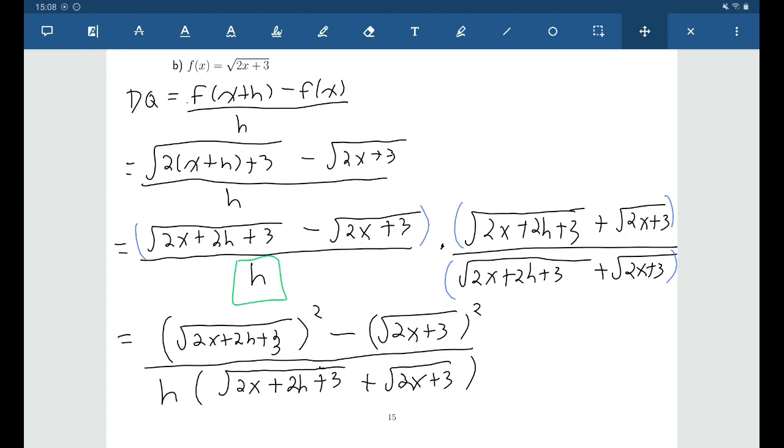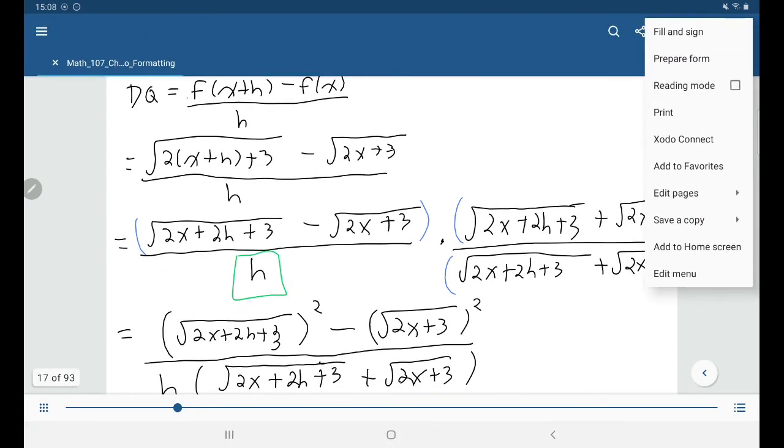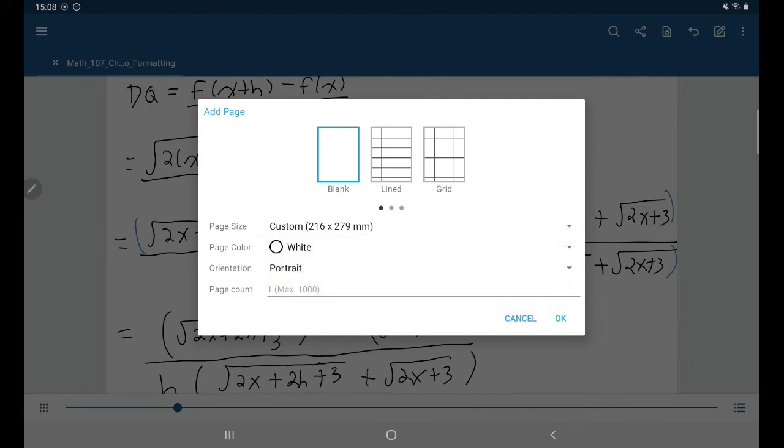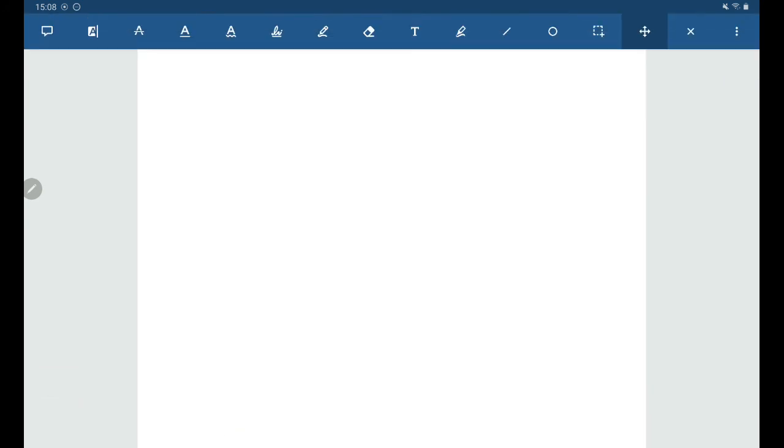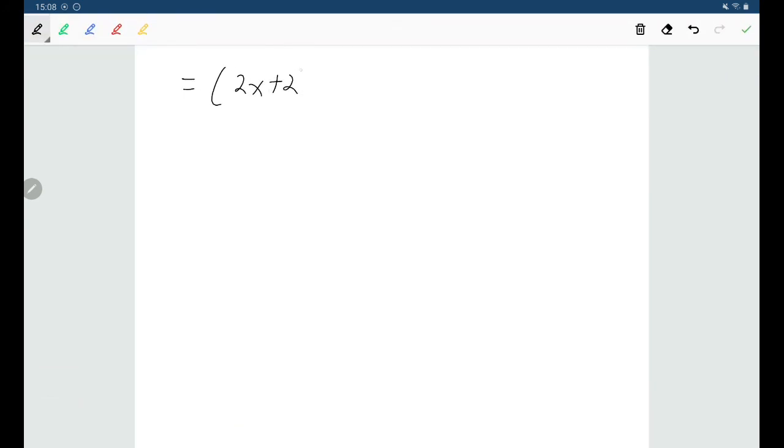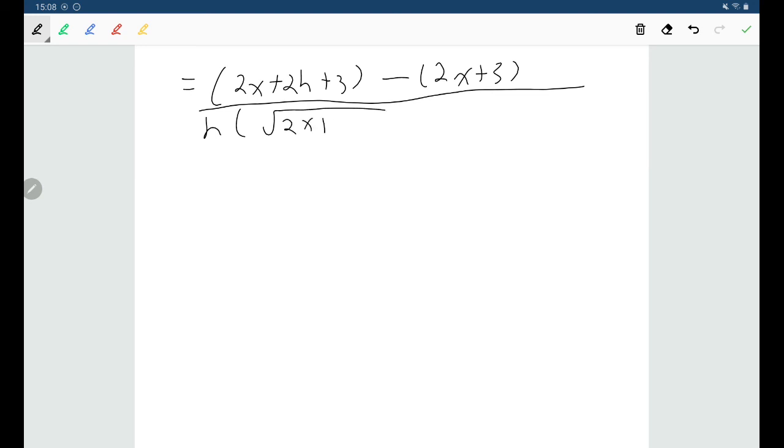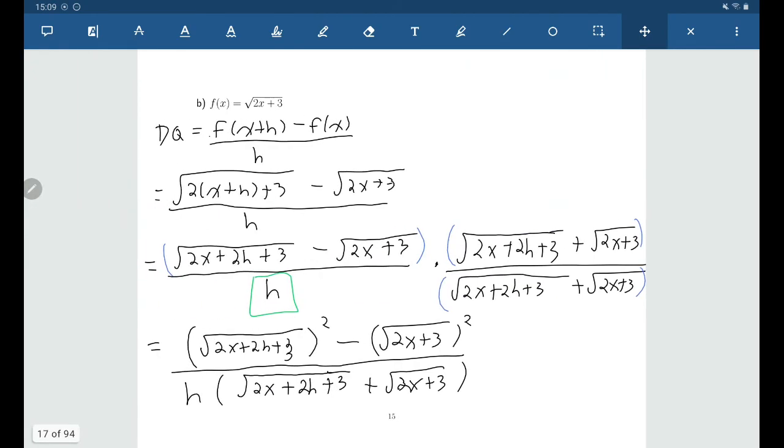So I'm just going to clean up my numerator now, because once I have taken that root and squared it, that gets rid of my root. So that means that what I'll have in the numerator should be 2x plus 2h plus 3, and then minus 2x plus 3, all over h times root of 2x plus 2h plus 3 plus the other root of 2x plus 3. There we go. So nothing really fancy has happened here. I've just gone from the last line and actually squared the square root, which got rid of my square root.